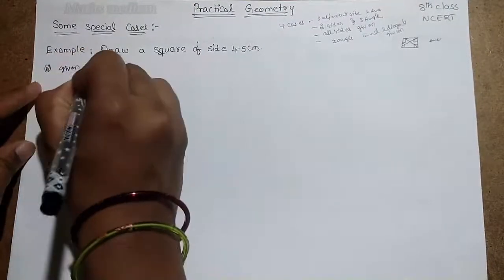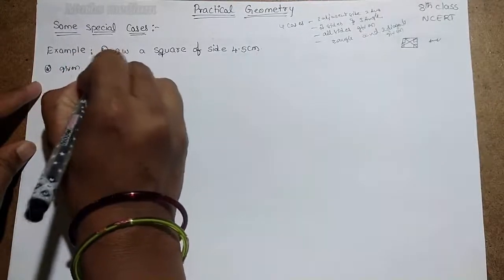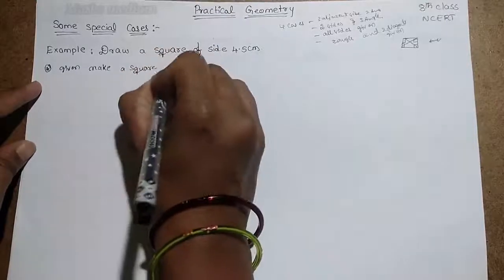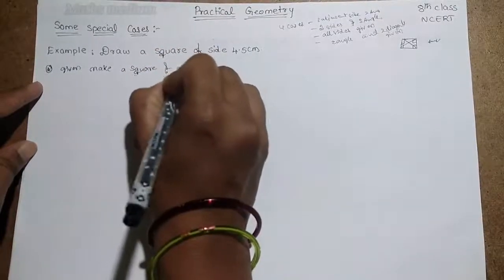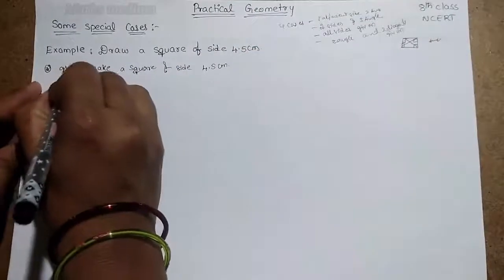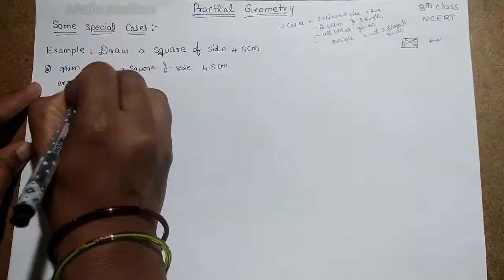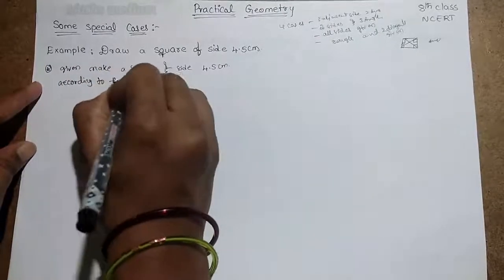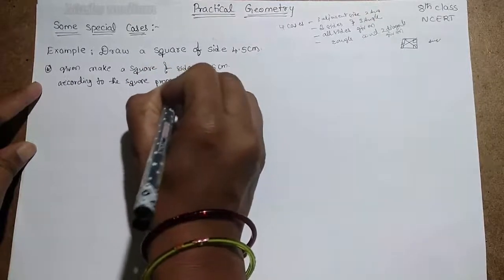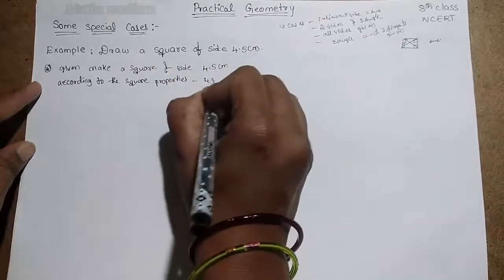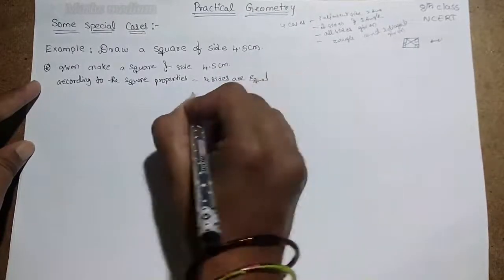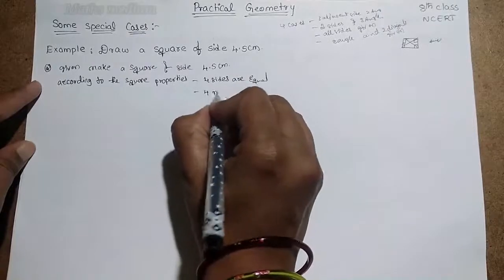Given, make a square or draw a square of side 4.5 centimeters. According to the square properties, we know four sides are equal and we have four right angles.